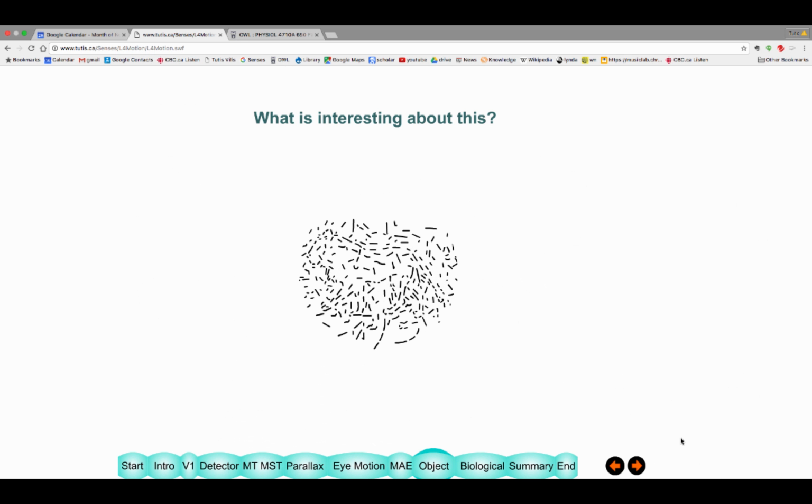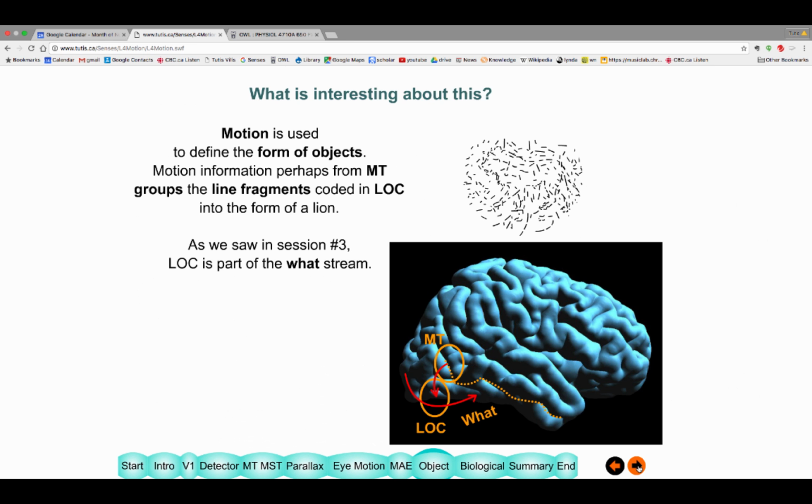So MT is feeding its information to some area like area LOC. There's MT, and it's feeding information to the what stream, perhaps through area LOC. And it's telling LOC which fragments belong to the lion based on its motion. Okay? So group these lines together, and you'll perceive a lion.